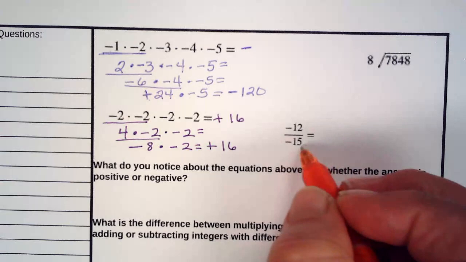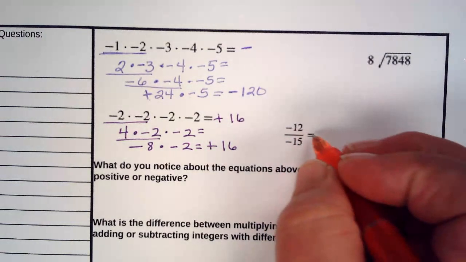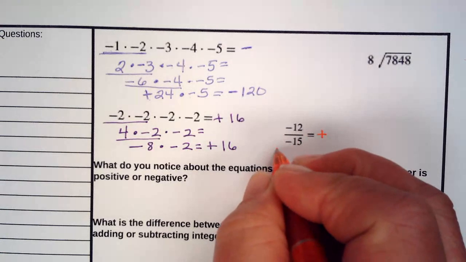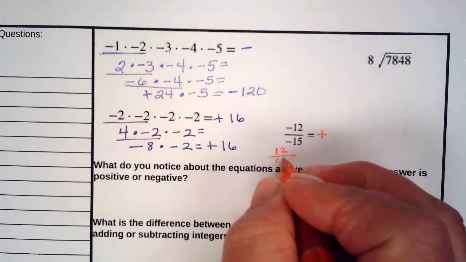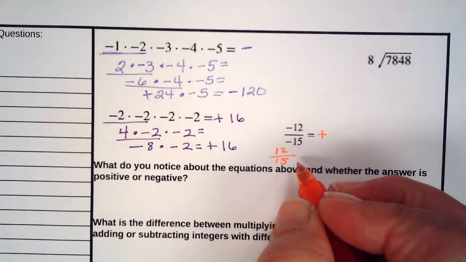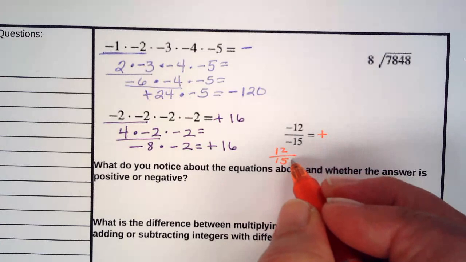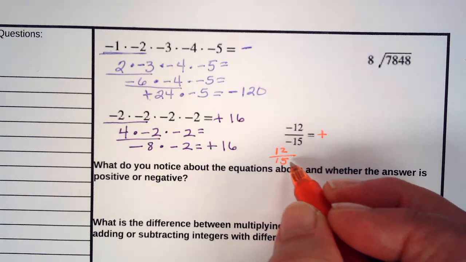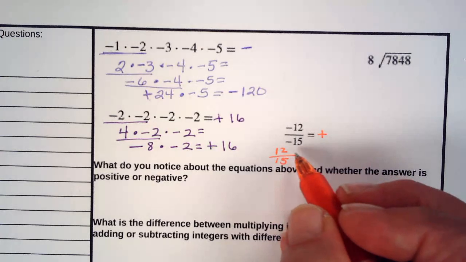Now we're going to come over here and do this one next. We know that negative divided by negative is a positive. I've got a 12 over 15. What is the greatest common factor that goes into 12 and 15? Well, it won't be 2 because 15 is not even. So we look at 3. Does 3 divide into 12 and does 3 divide into 15? Yes.